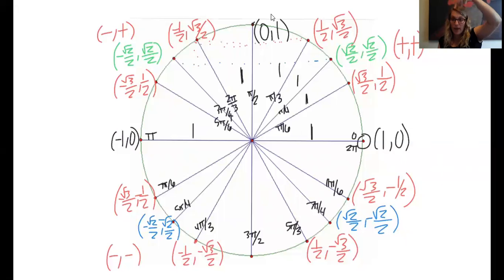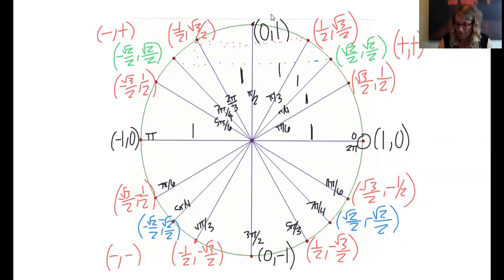And then 3 pi over 2 is the same thing as 270 degrees, and it's going down 1, but it did not go left and right. So I have 0, comma, negative 1. So I have the whole unit circle filled out. This is great news. This is so helpful.